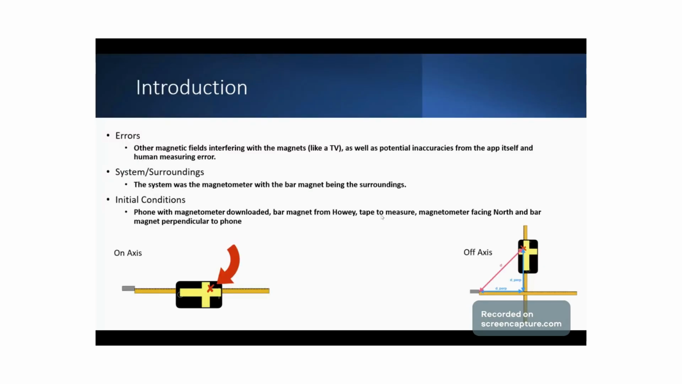The possible sources of error include other magnetic fields interfering with the magnet, like a TV, for example, as well as potential inaccuracies from the app itself and human measuring error. I identified the system as the magnetometer and the surroundings as the bar magnet. The initial conditions are my phone with the magnetometer downloaded, a bar magnet from Howie, tape to measure, the magnetometer facing north, and the bar magnet perpendicular to the phone.